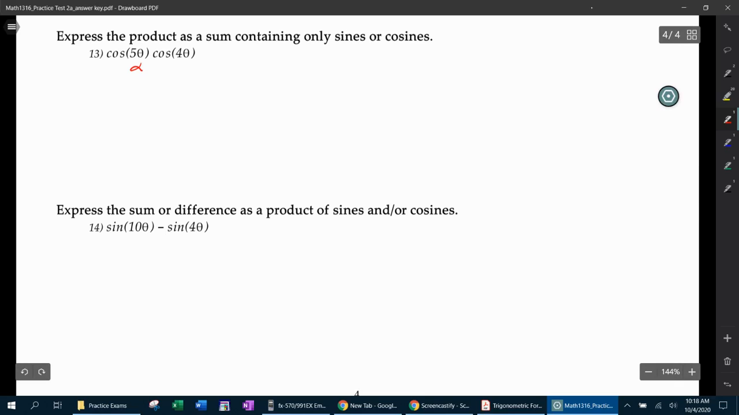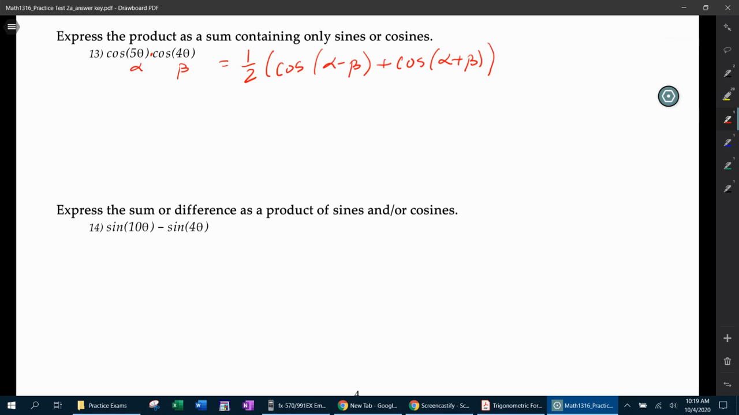We've got cosine alpha times cosine of beta. We're going to express this product as a sum. And do we have a formula for cosine alpha, cosine beta? Cosine alpha, cosine beta is 1/2 cosine of alpha minus beta plus cosine of alpha plus beta. So there's the formula for cosine alpha times cosine beta.